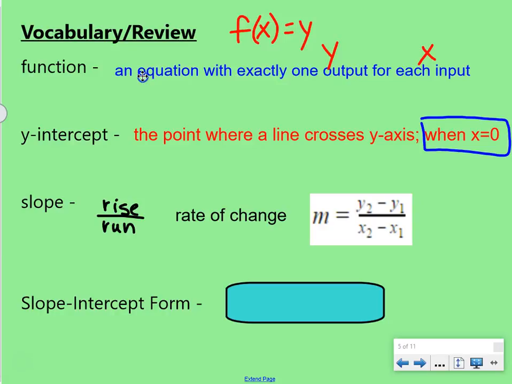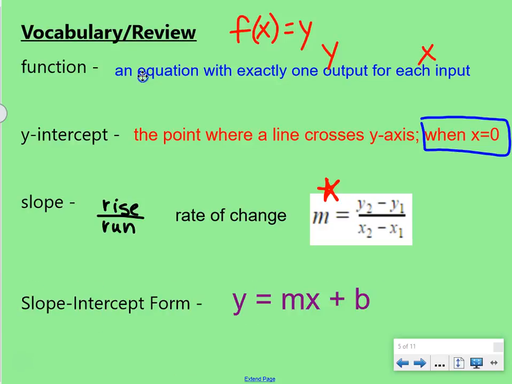Slope: rise over run, rate of change, and our slope equation. We touched a little bit on this in chapter 4, but we're going to use this a lot now in chapter 5. Slope-intercept form. Remember, y equals mx plus b, where m is your slope and b is your y-intercept.